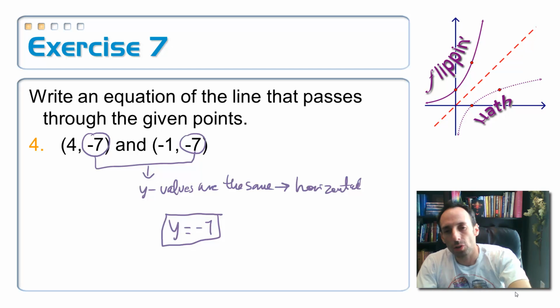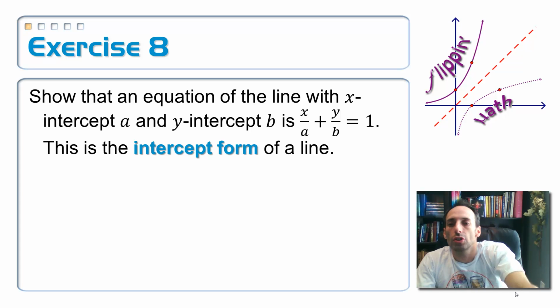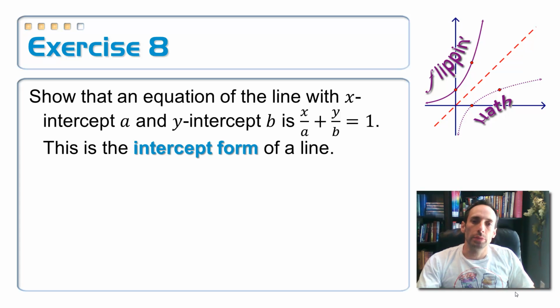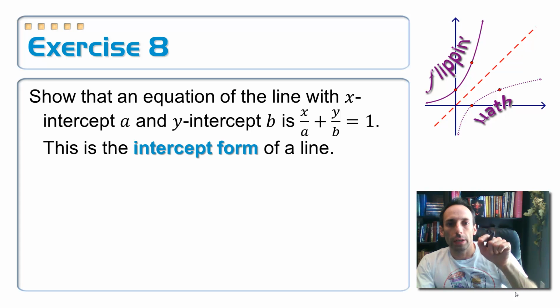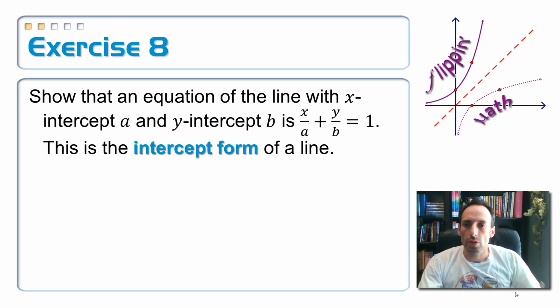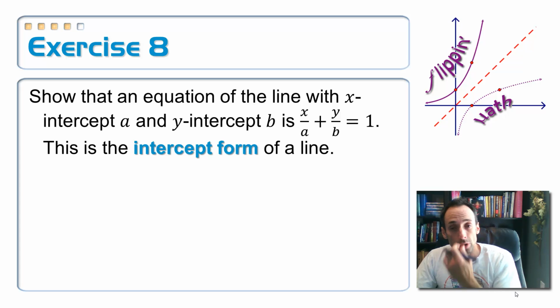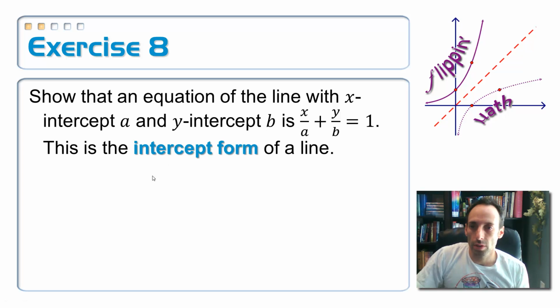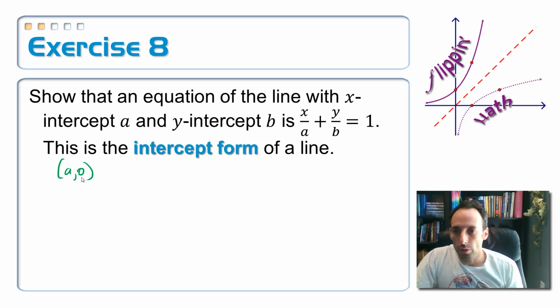All right. So, lastly, show that an equation of the line with x-intercept a and y-intercept b is x over a plus y over b equals 1. And this is called the intercept form of the line. You've probably never seen it before, but it's another form of the line. In order to do this, we're going to start with the fact that we have 2 points. We have (a, 0) and we have (0, b). So let's calculate the slope.